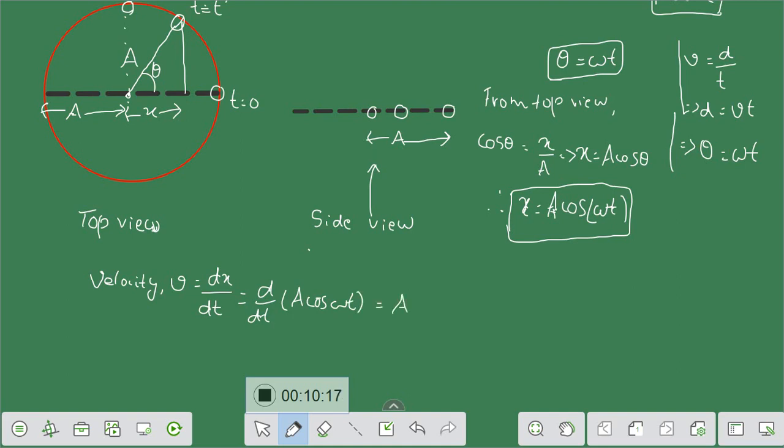So try to recall this because these things will become more and more important, right? So let me just rearrange certain things here. I can simply write it down as minus omega a sine of omega t.